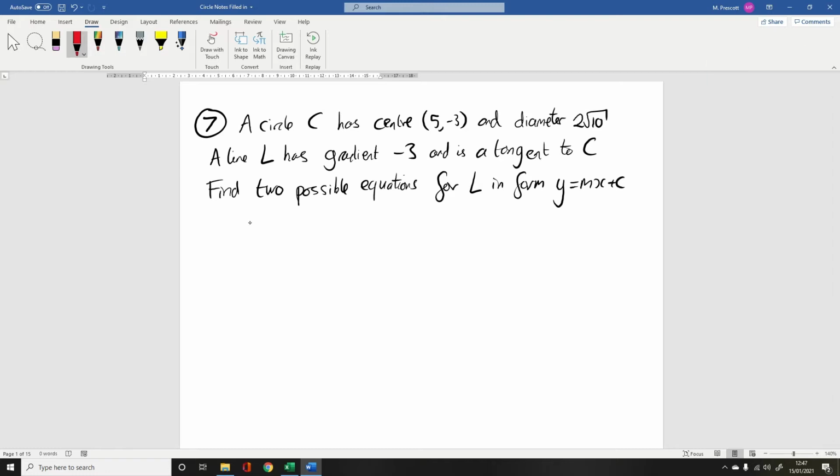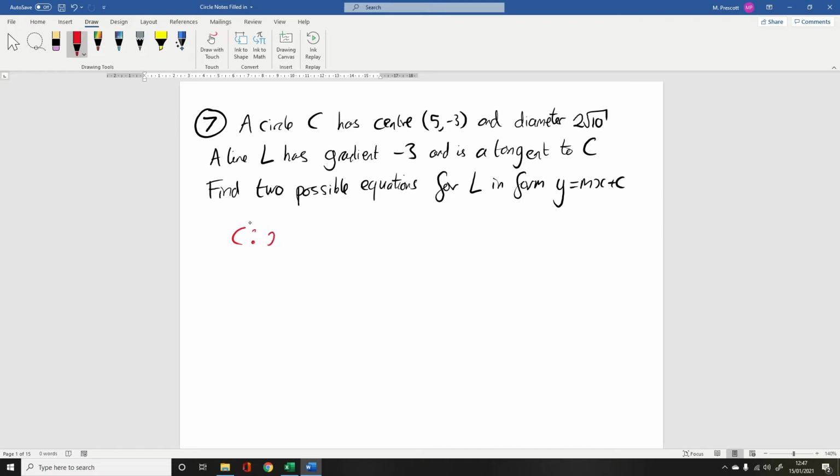Okie dokie, so slightly more difficult question. We've got here a circle with a centre and a diameter. Now I think what we're going to do first is work out the equation of that circle. We've got a line with a gradient of minus 3, which is a tangent to that circle, and we want to find the two possible equations for that tangent. Let's get the equation of the circle first.